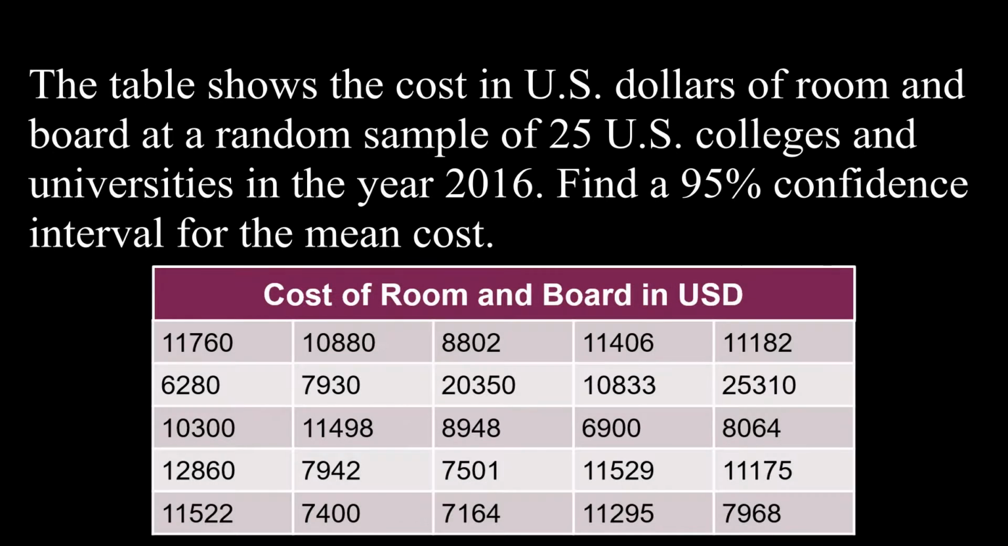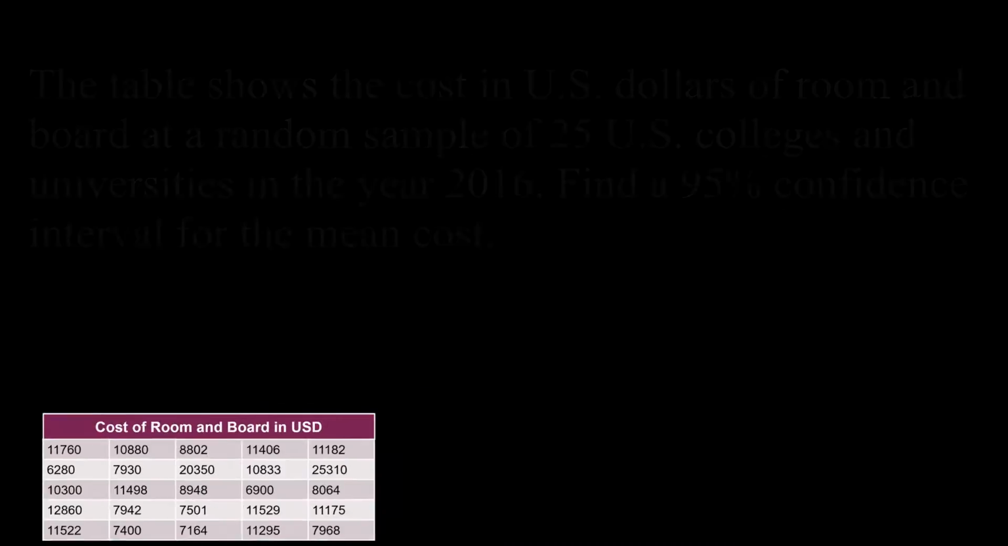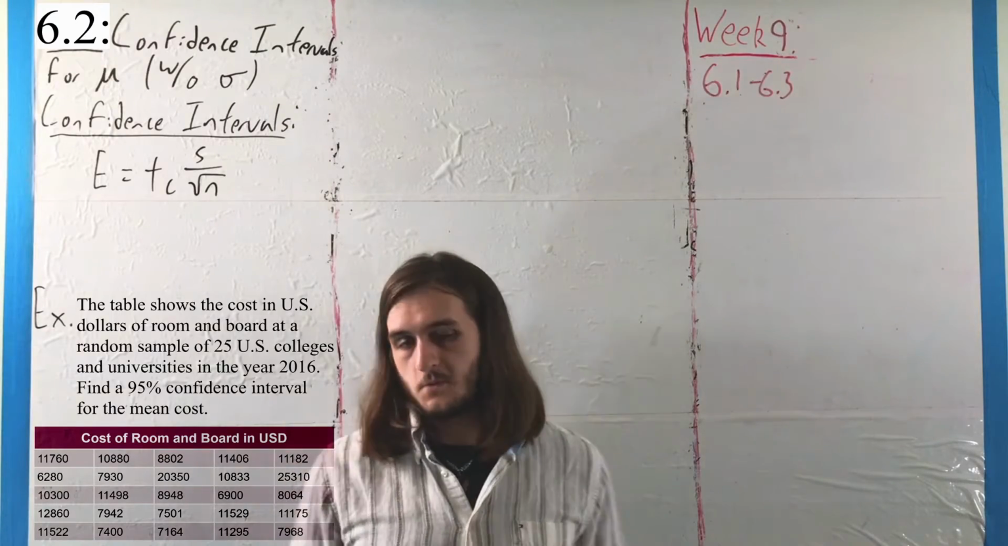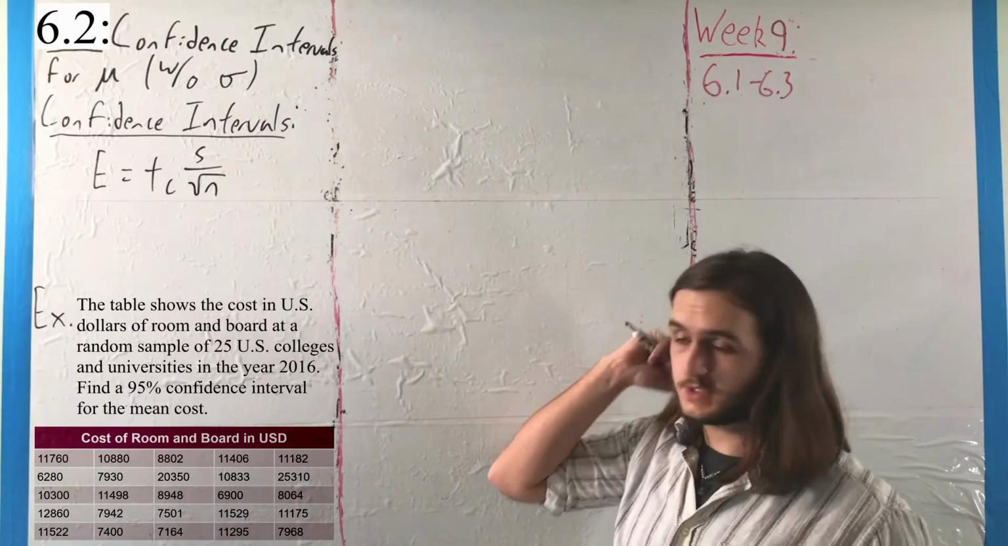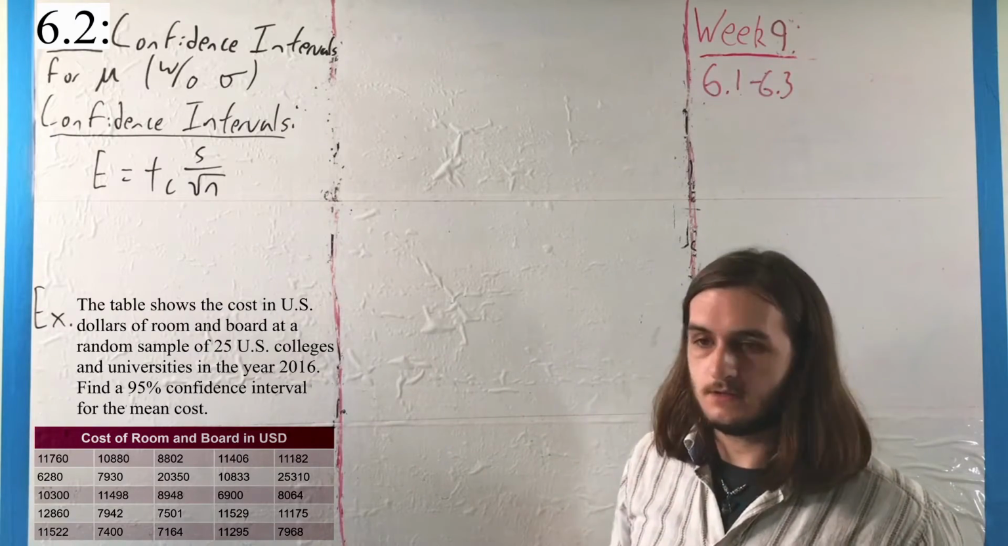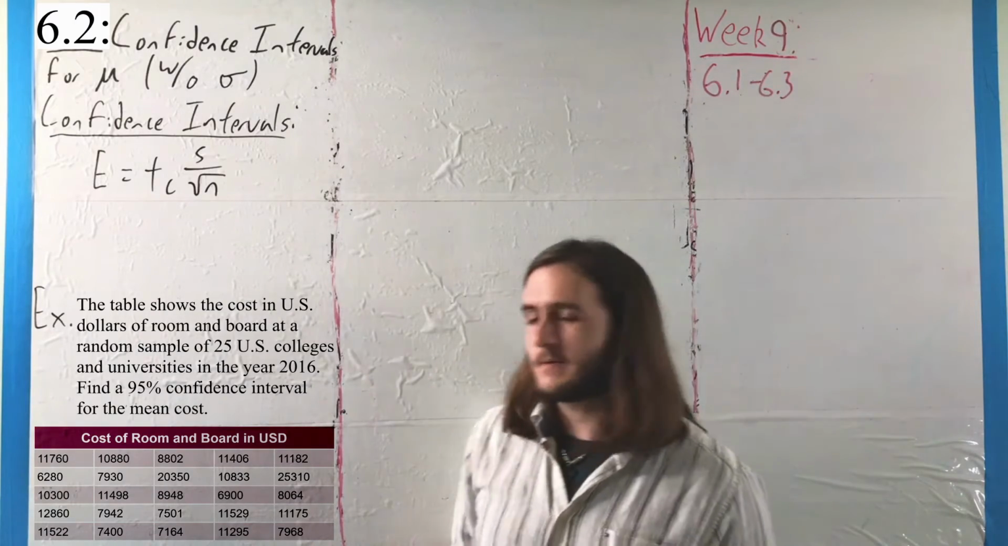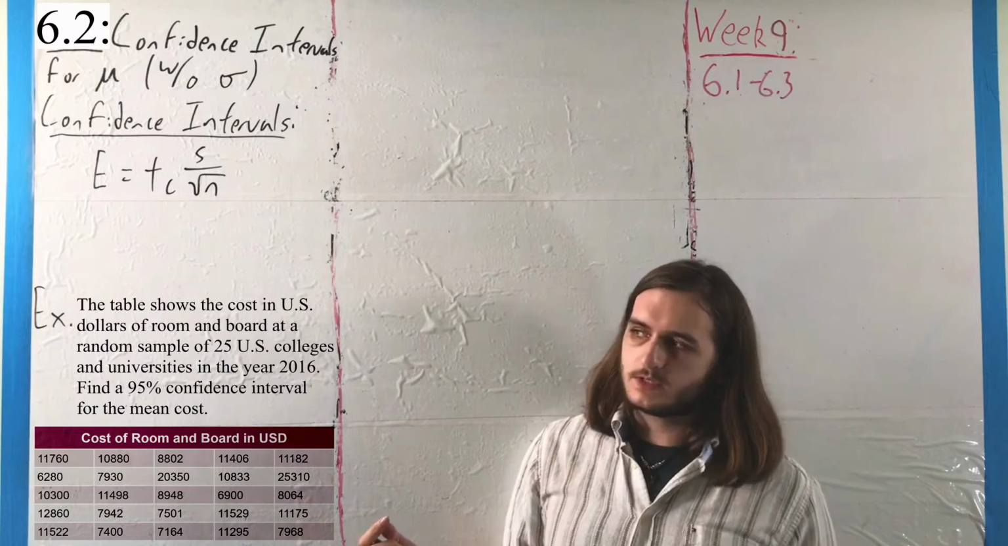So for our second example, we have a table showing the cost in dollars for room and board at a random sample of 25 U.S. colleges and universities in 2016, where we want to find a 95% confidence interval for the mean. And looking at this, for one, college is expensive. I know that, but it's very expensive. But for two, all we have here is data.